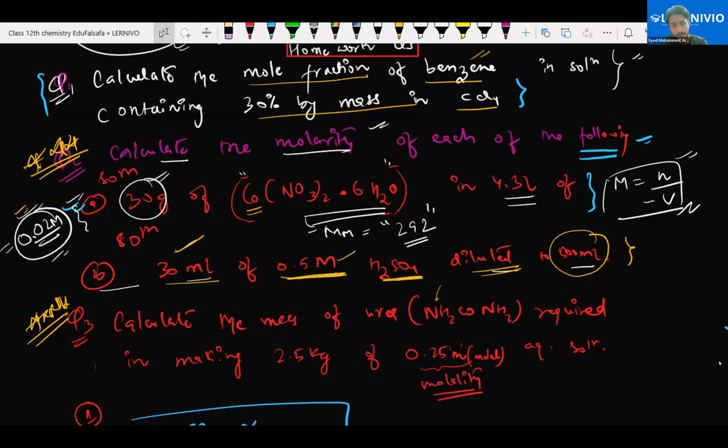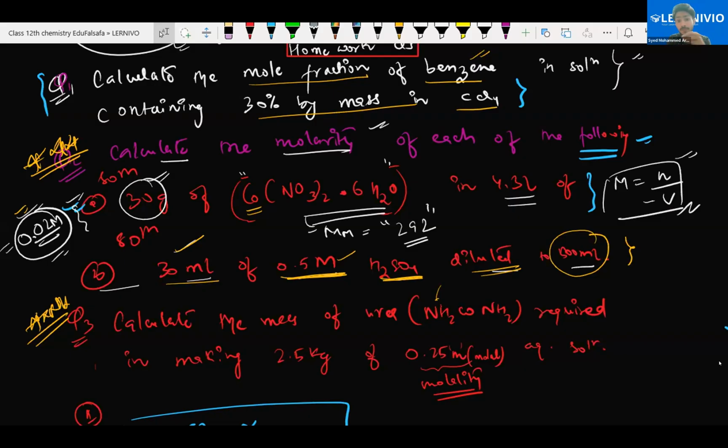This thing you need to find. So you need to think that I need to basically build up a relation between the given molarity and the molarity after the dissolution. For building this relation between the initial molarity and the final molarity, you need to know about the concept of number of gram equivalent.